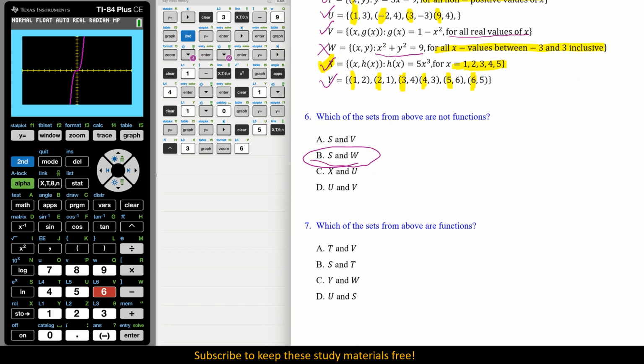All right, now number 7. Which of the sets from above are functions? We were looking for not functions. Now we're looking for which ones are functions. Well, all we have to do is look at the options that they gave us, and say, okay, if it has S or W, it's not a function because we're looking at are functions. This has S, this has W, this has S. So A has to be the only one that we're looking for because those are the 2 listed items for number 7 that we know are functions.